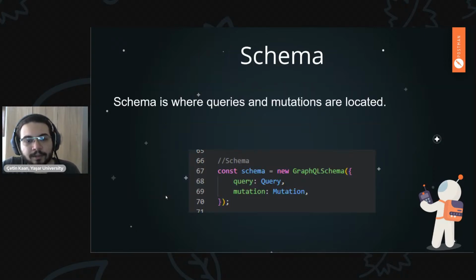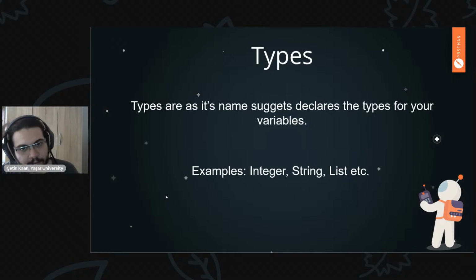Now, GraphQL also has a schema, as you might remember, and the schema is where all these queries and mutations are located. It's located in the project. It's easy to understand, easy to see, and it's a great system. And lastly, GraphQL's types. As you might remember from the beginning, GraphQL uses types, and types, as the name suggests, declare the types of your variables, like in C or Java, for example. Examples can be integer, string, list, and so on.